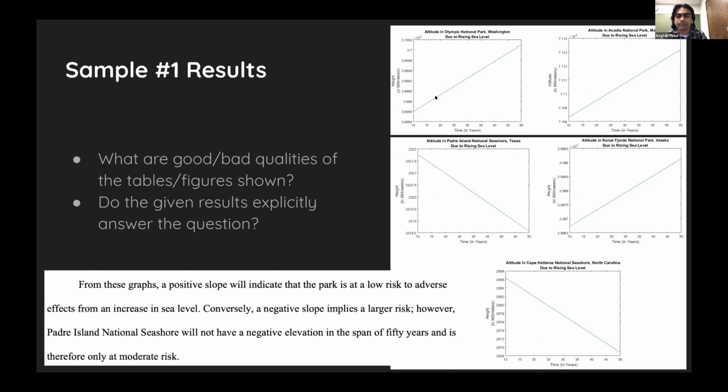Oh, excuse me. They definitely take up quite a bit of space showing all of these plots when they're just plotting lines, right? I would say that they definitely do not explicitly answer the question here, right? They kind of tell you from these graphs, a positive slope will indicate that a park is at a low risk, and the negative slope implies a larger risk.